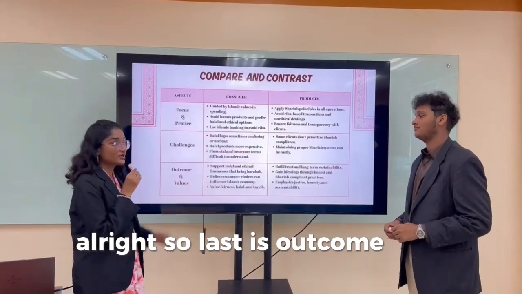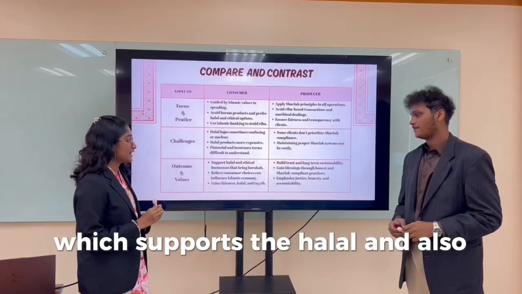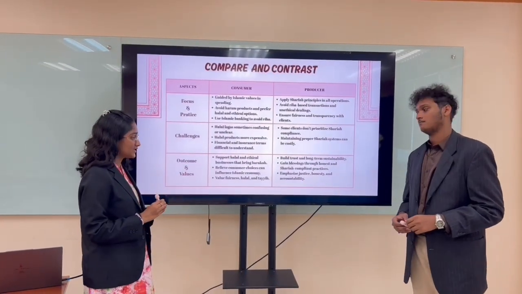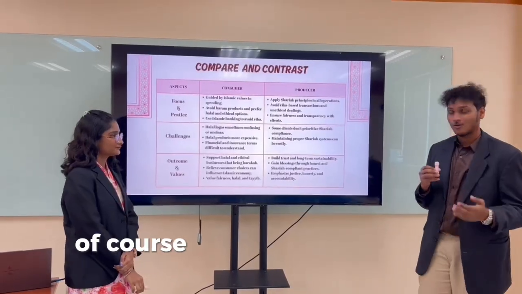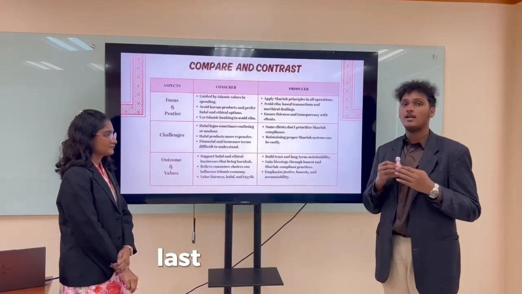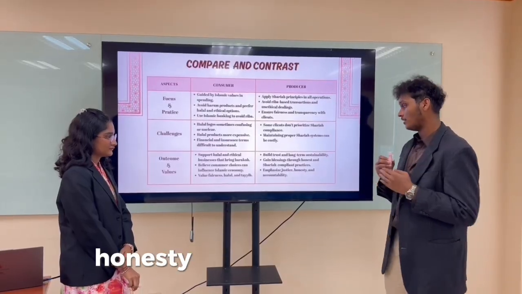Right, so last is outcome and values. For the consumer, it supports halal and ethical businesses that bring barakah. They believe that consumer choices can influence the Islamic economy, which values fairness, halal, and tayyib. For the producer, of course, build trust and long-term sustainability. For the second, investing in honest and Sharia-compliant practices. Last but not least, emphasize justice, honesty, and accountability.